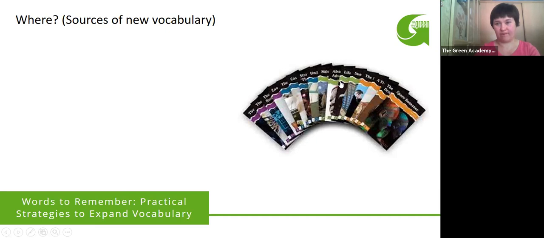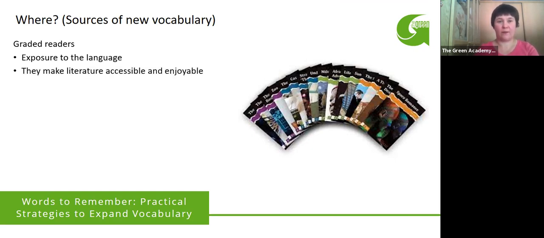Graded readers are these colorful books. I'm sure that if you have been learning English for a long time, you have come across these things. Why are they so good? They are so good because, first of all, you get a lot of exposure to the language. They make literature accessible and enjoyable. So there are lots of them, and you get to read texts that are longer than the texts that course books use. Okay. They also show new vocabulary in clear context. So they show words with other words, and they show how different words collocate with each other.